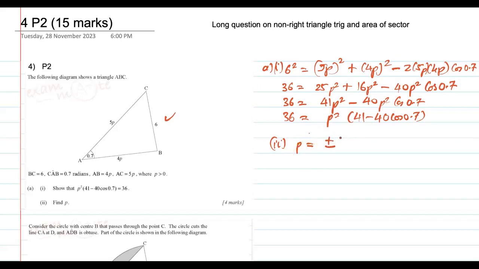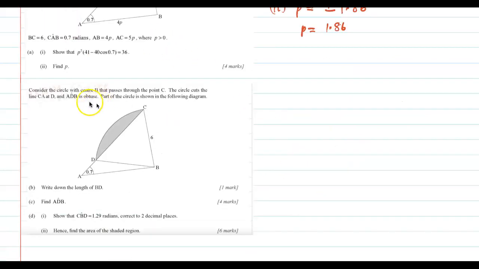What is that answer you got? Plus minus 1.8599, so 1.86. Correct, as 3 significant figures were not specified. Your p cannot be negative, otherwise your side would be negative. So you give your answer as 1.86. Since it's a quadratic equation, you have to show 2 solutions. So in the next part it continues.